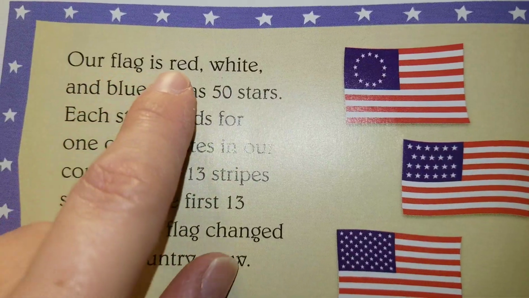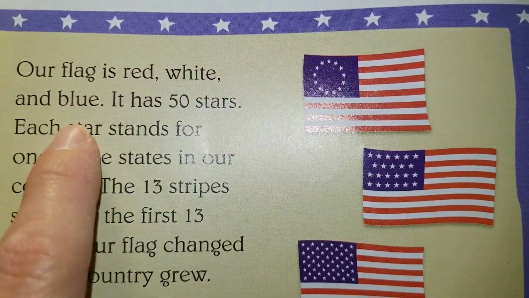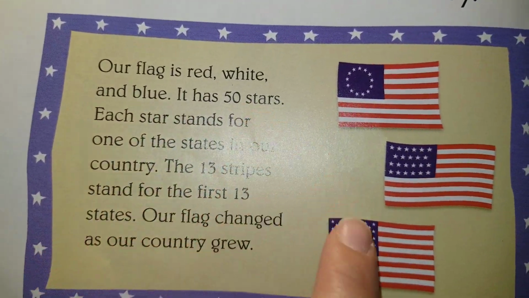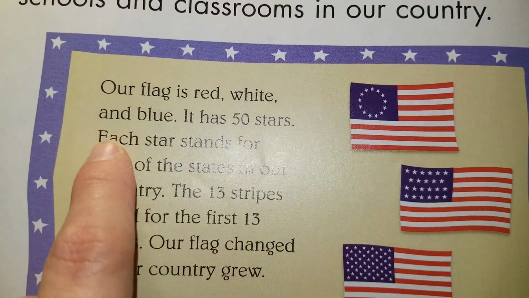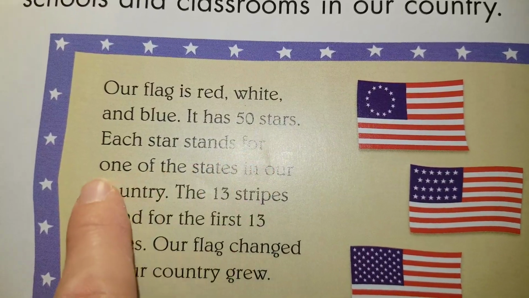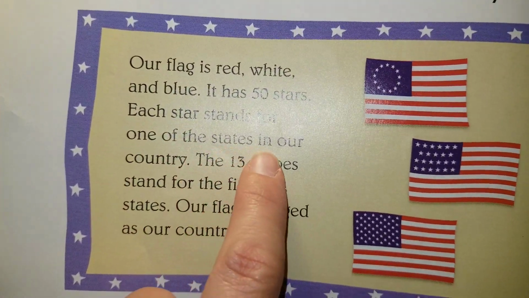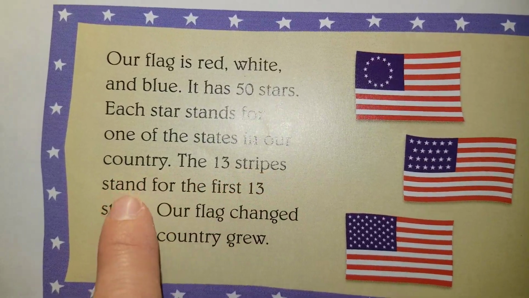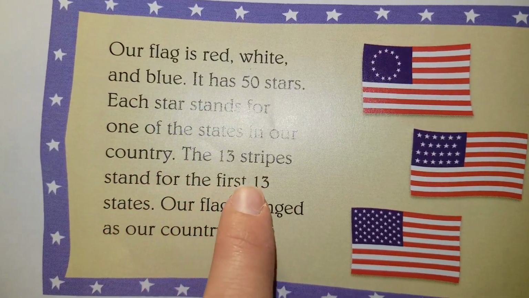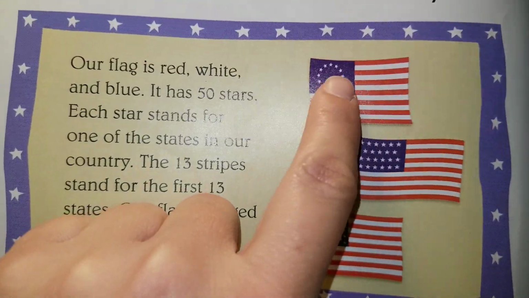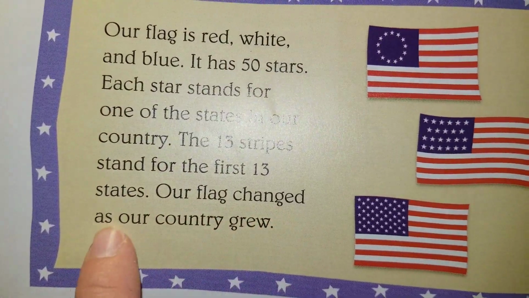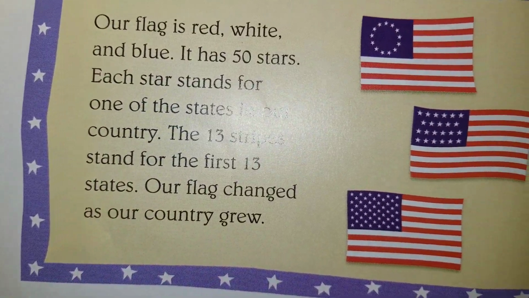Our flag is red, white, and blue. That hasn't changed over the years. It has 50 stars, the one that we have nowadays. Each star stands for one of the states in our country. The 13 stripes stand for the first 13 states. So this one was our first flag. Our flag changed as our country grew.